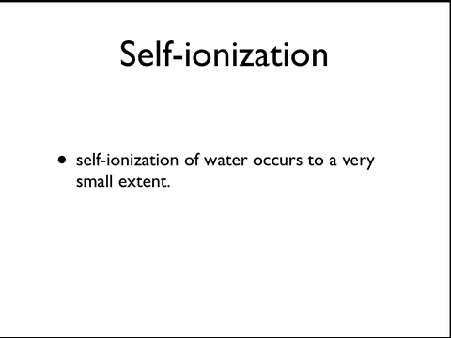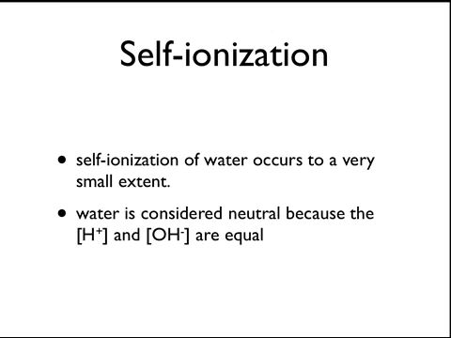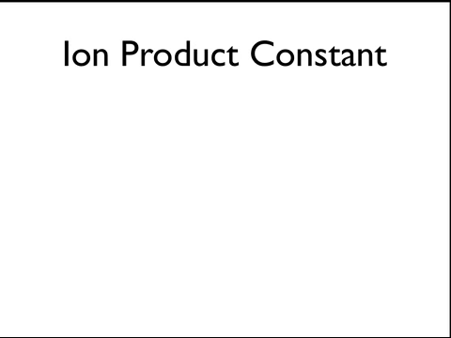Self-ionization of water occurs to a very small extent. Only some of the molecules are actually becoming hydroxide and hydronium. The majority of them stay as water. And water is considered a neutral substance because the amount of the proton and the hydroxide are equal, or the hydronium and hydroxide, they're going to be equal.